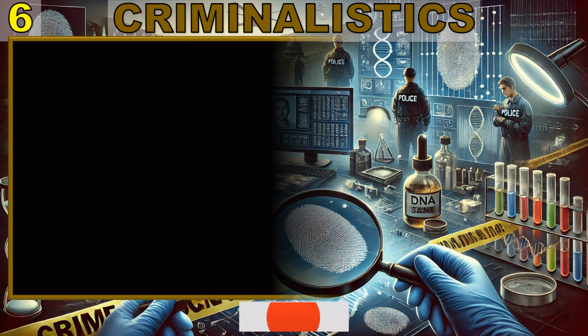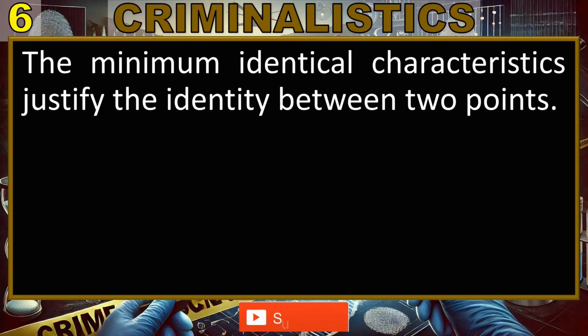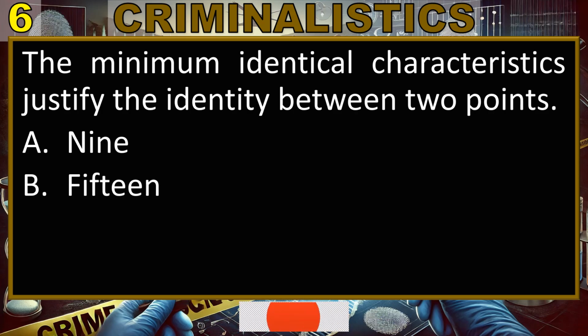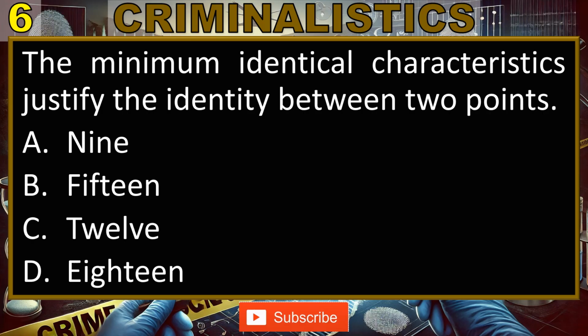The minimum identical characteristics justify the identity between 2 points. Letter A, 9. Letter B, 15. Letter C, 12. Letter D, 18. In the next 5 seconds, select the best response from the available options.